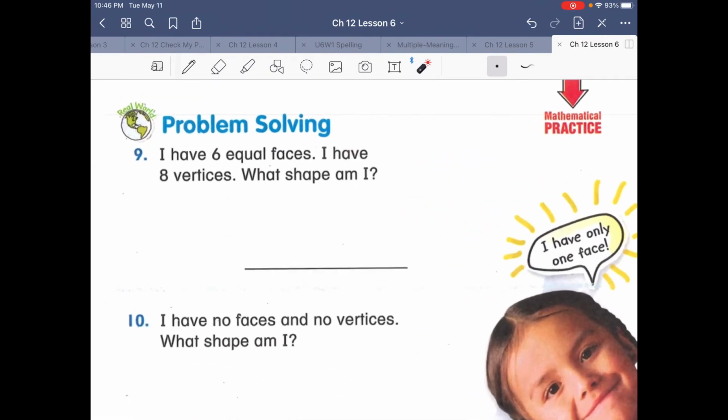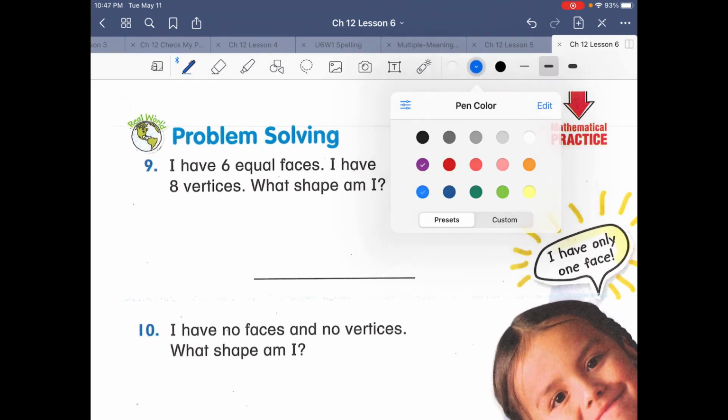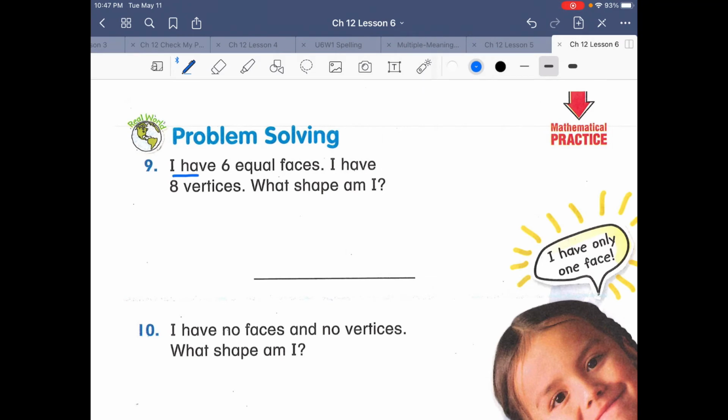I'm going to zoom in on this one. All right. On this problem, let's underline. It says, I have 6 equal faces. I have 8 vertices. What shape am I? So what shape has 6, important word here, 6 equal faces? What shape did you write? Did you write a cube?